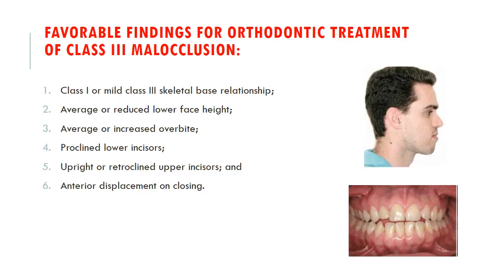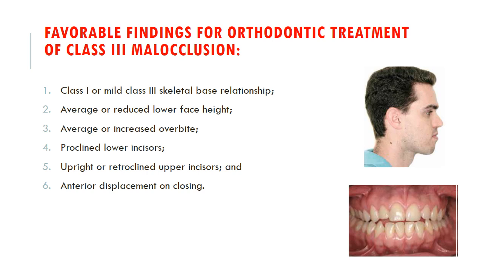So after clinical examination of the patient and examining the diagnostic records, there are certain findings that are considered to be favorable for our orthodontic treatment, which means they tend to make our orthodontic treatment simpler and more stable. First of them is when the patient has a class 1 or a mild class 3 skeletal base relationship. Secondly, when the patient has a reduced lower facial height or average facial height. Also when he has an average or increased overbite, because the sufficient vertical overlap between the upper incisors and the lower incisors is considered very advantageous in stabilizing our result.